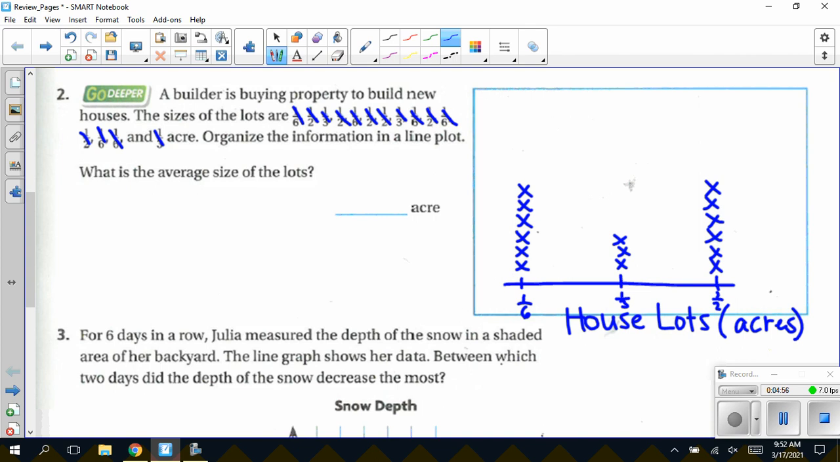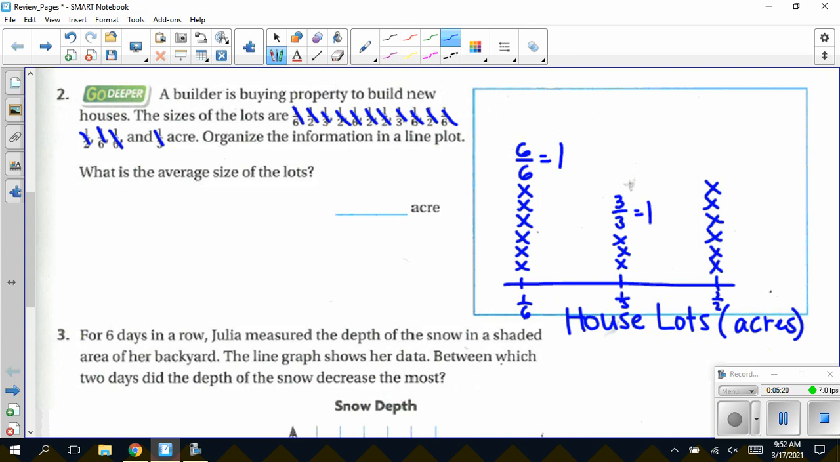So if I'm counting by 1/6, and I have 6 X's, that would give me 6/6. I know that 6/6 equals 1 whole. So that would be 1 whole acre. Next, for the 1/3, I have 3 of those. So 1/3 plus 1/3 plus 1/3, that would give me 3/3, which again equals 1 whole.